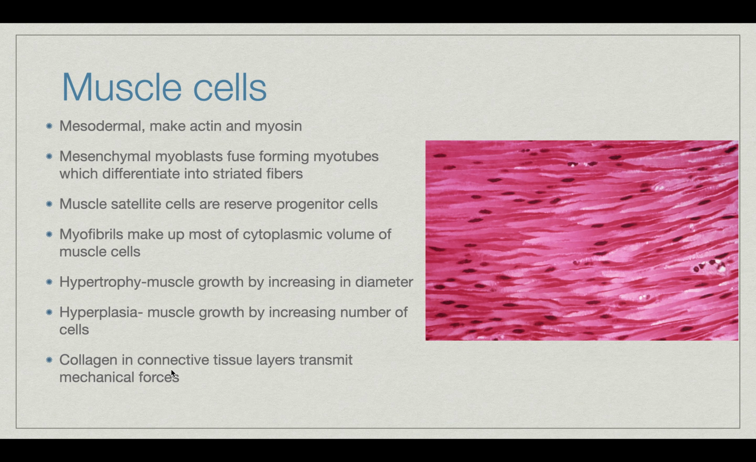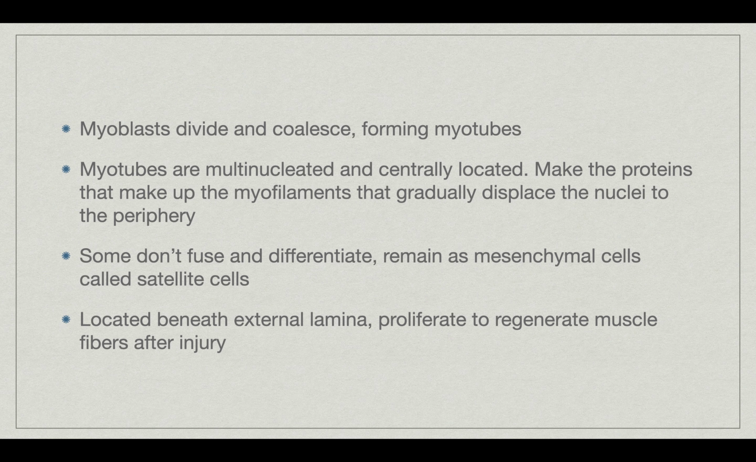So the collagen in the connective tissue layers will transmit the mechanical force and help to keep the muscle cells intact during contraction. The myoblasts divide and coalesce, forming the myotubes. The myotubes are multinucleated and centrally located. They make the proteins that make up the myofilaments that gradually displace the nuclei to the periphery.